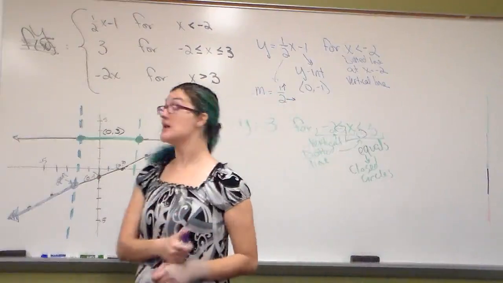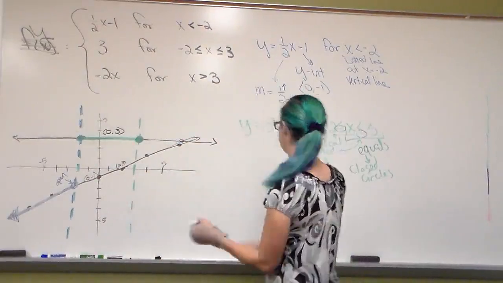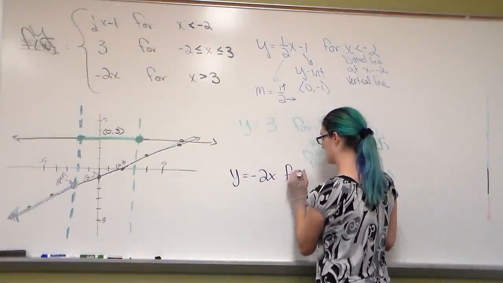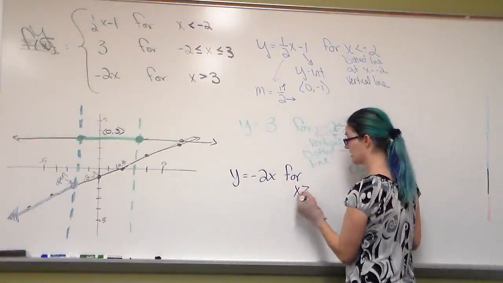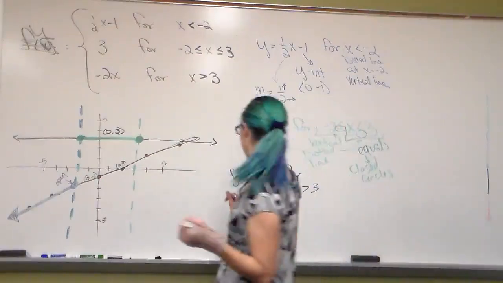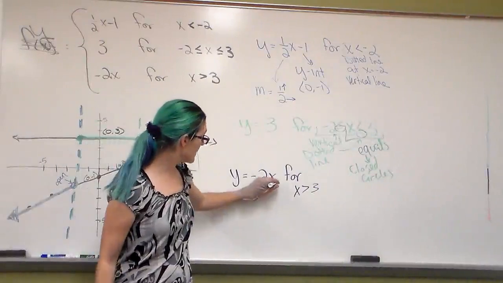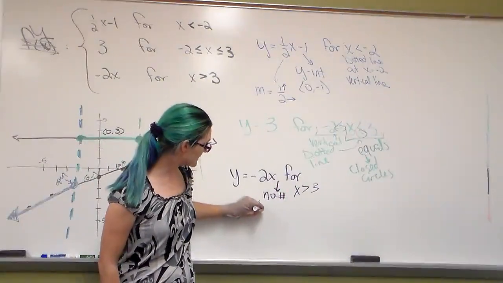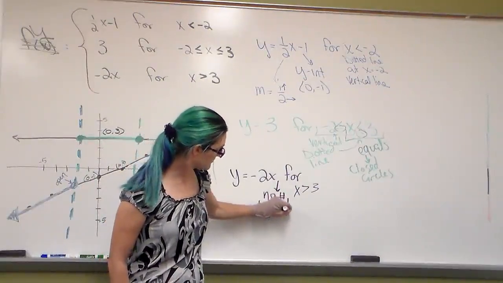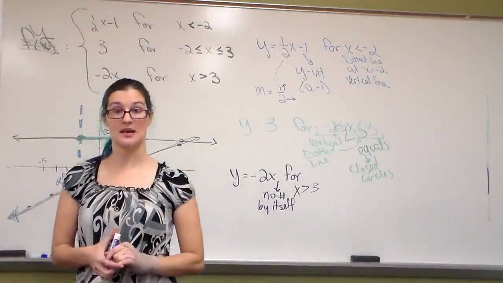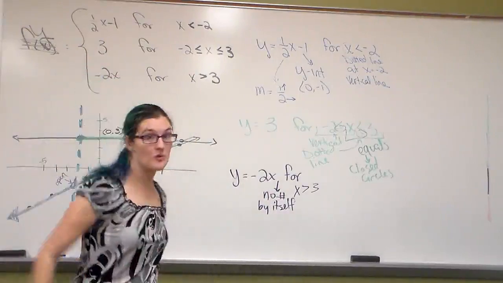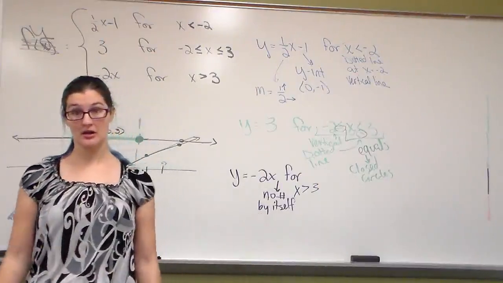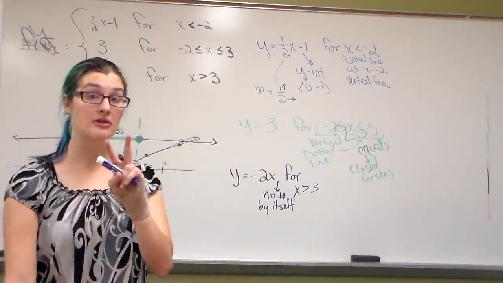So my third graph, y equals -2x, I'm going to do it in purple. So y equals -2x, for x is greater than 3. Okay, y equals -2x, it has no number by itself. It's missing the y-intercept. So if I say there is no y-intercept, that's wrong. I can say there's no number, but there is a y-intercept because there's 2 variables.